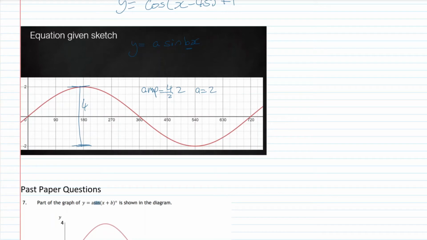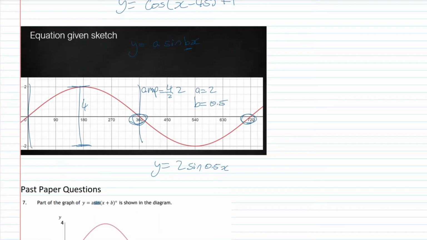Now B is the number of waves in 0 through 360, and you can see there's only one wave here, so it looks like B is just 1. However, if you look at the axis carefully, and occasionally this will come up, 360 is actually here, and the graph is actually sketched out between 0 and 720. So this means there's only half a wave between 0 and 360. So here B is a half, or 0.5. And let's write this in full. So y equals 2 sine 0.5x.